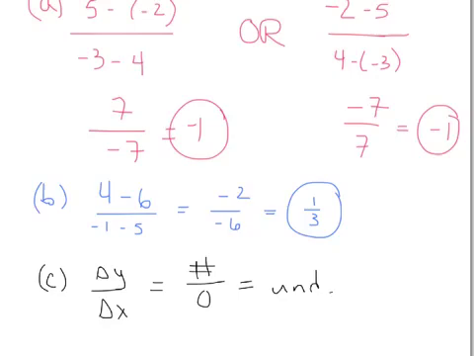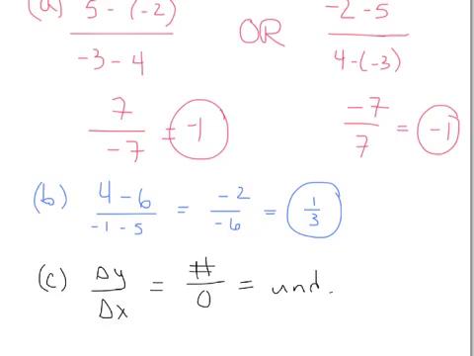Some books, and your book does this, so be careful, also use the term no slope. Now, I would never use that because it's confused with 0 slope versus undefined. So please don't use the word no slope. Either say its slope is 0 or the slope is undefined. You see what I'm saying?